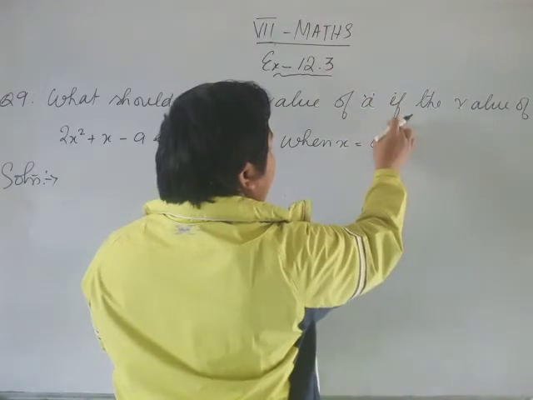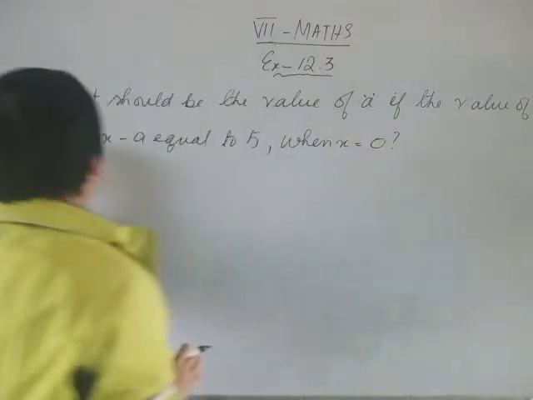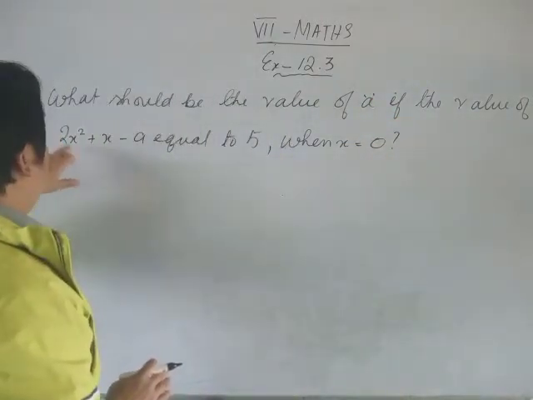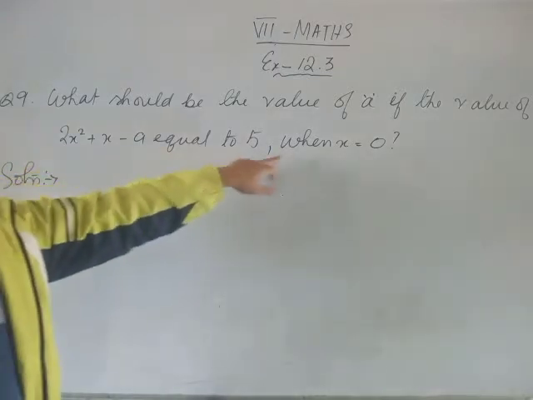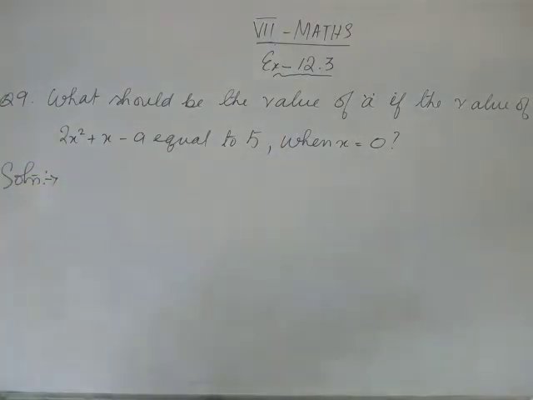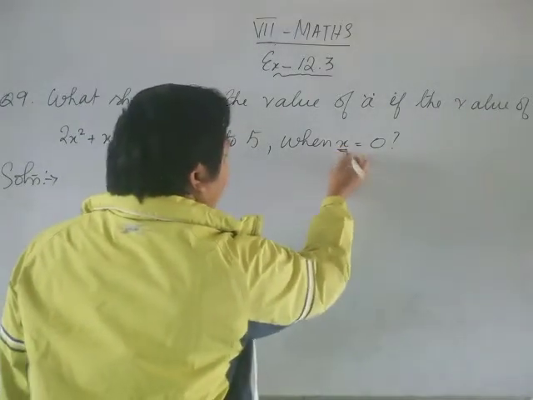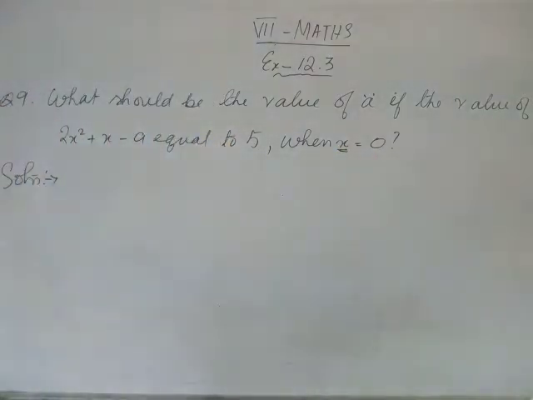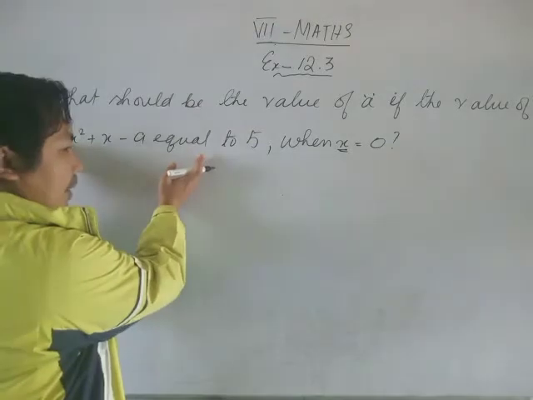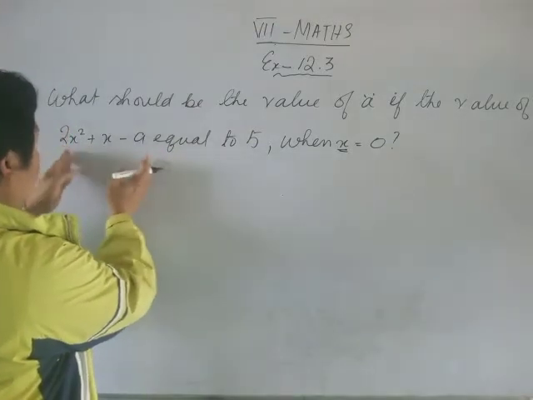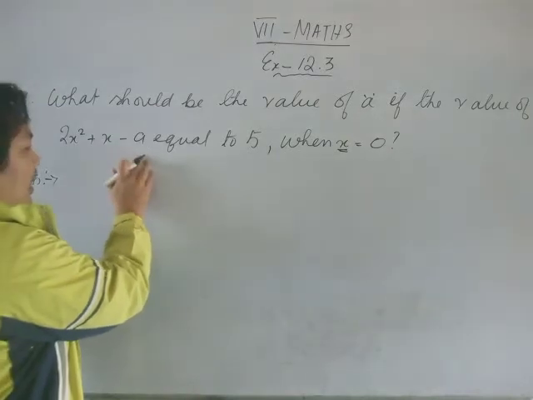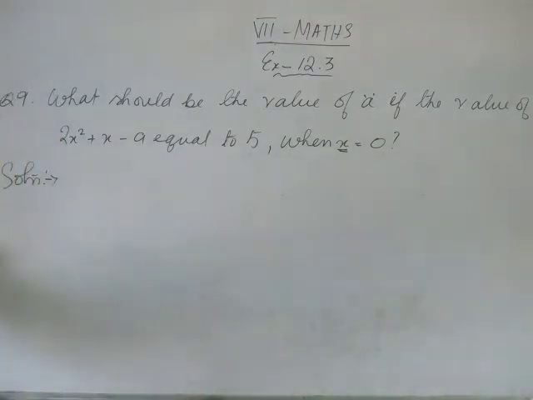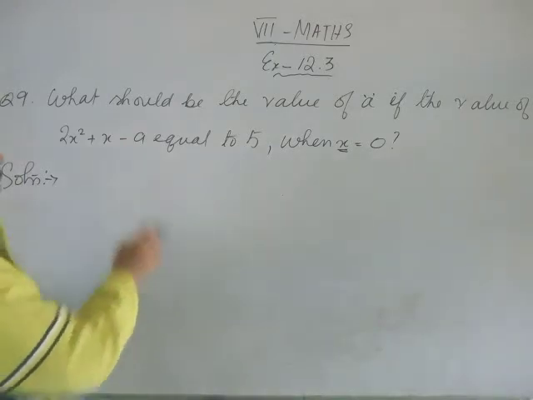What should be the value of a if twice x square plus x minus a equal to 5 when x is equal to 0? Means we are going to take the value of x as 0. And here they gave us an equation. The equation is twice x square plus x minus a equal to 5. So we have to take this equation and we have to find out the value of a.